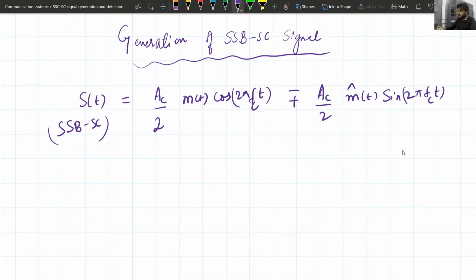This is the equation where minus sign represents the upper sideband suppressed carrier and plus sign for the lower sideband suppressed carrier signal. So how we are going to generate these signals?